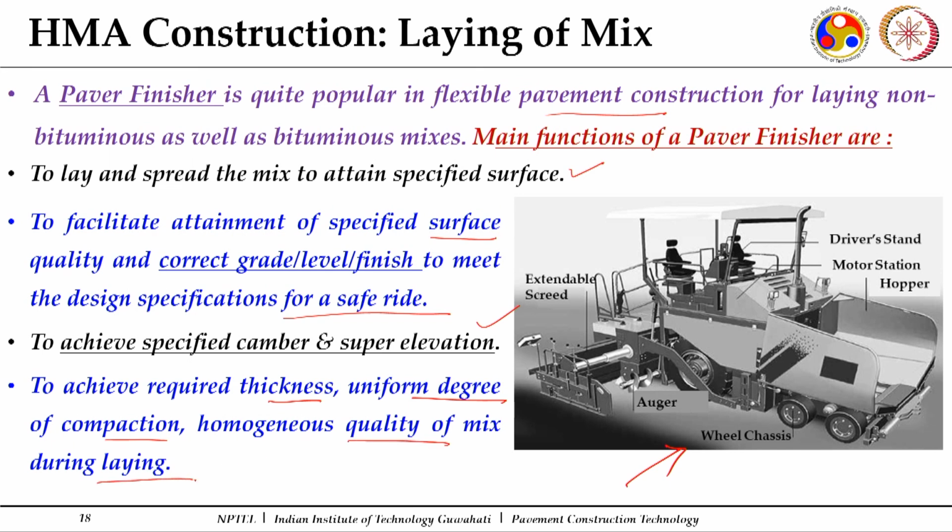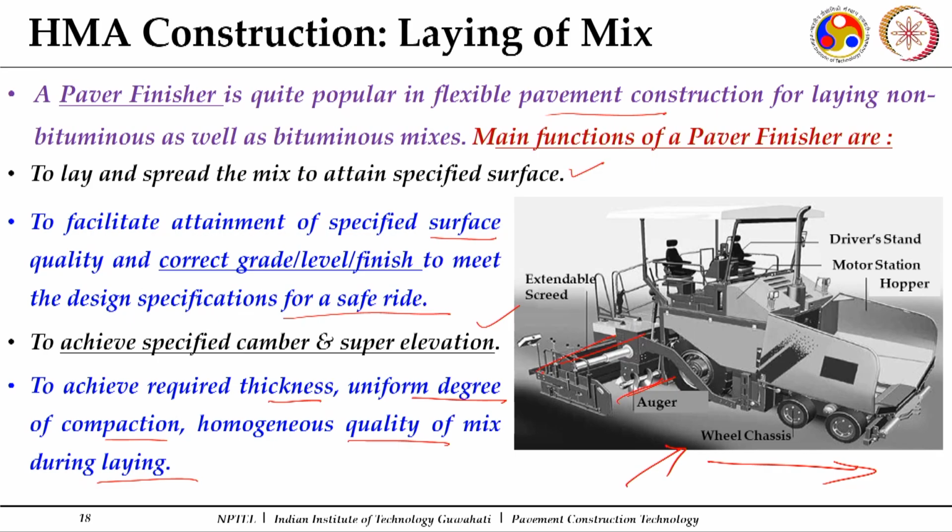It also gives a homogeneous quality of mix during laying. Now, what are the components here? You can see this is the hopper. When the paver moves in this direction, the tipper comes up with the mix, gets close to it, and drops the mix in the hopper. Then through the conveyor it goes to the rear end, where you can see the augers. The augers distribute the mix over the entire width of the screed.